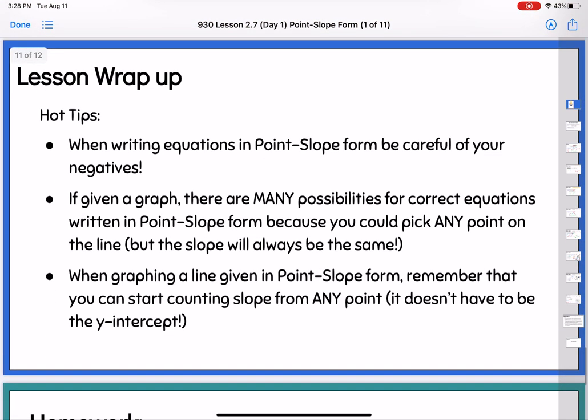All right, we've done everything there is to do with point slope form. Just remember when you're writing those equations, watch your negatives, right? And there are many possibilities for correct equations if you're writing in point slope form because you can pick any point on the line. The slope will always be the same though, so make sure you check that. And then whenever you're graphing a line in point slope form, you can start counting slope from any point you want. It doesn't have to be the y-intercept, so you do not need to convert out of point slope form in order to graph.